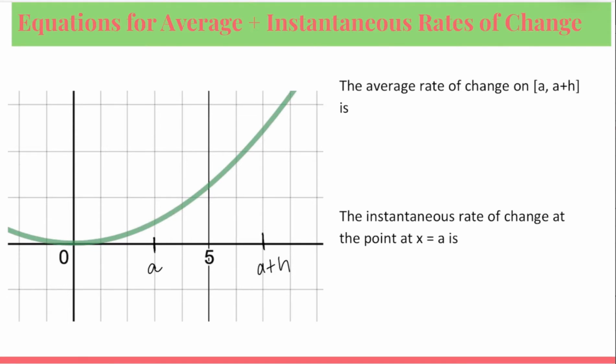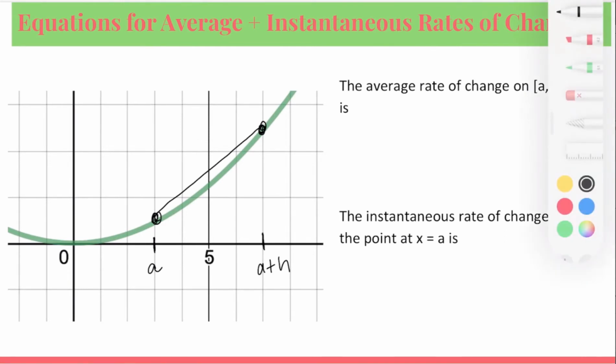Now I'm going to say we need to find the average rate of change between a and a plus h. And so that means we are finding the slope of this line. We're finding the slope of this line. So I'm going to highlight that again in blue. So my average rate of change is this blue line right there.